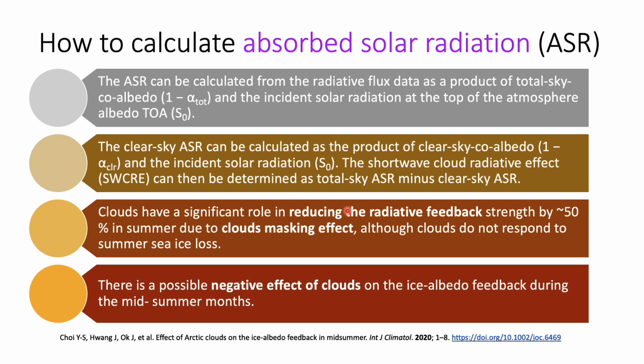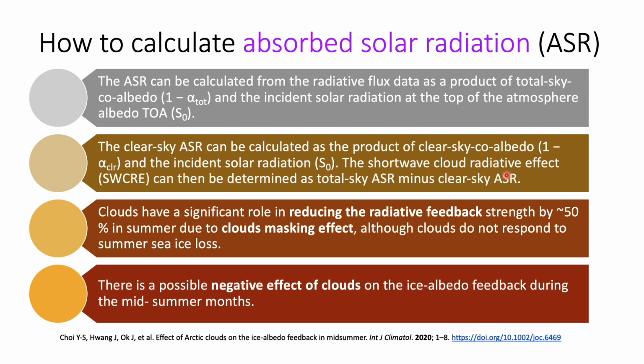So how do we calculate the absorbed solar radiation, the observed solar radiation? There is a calculation based on which we can find out how it happens. The ASR can be calculated from the radiative flux data as a product of the total sky co-albedo, that is 1 minus alpha total, and the incident solar radiation at the top of the atmosphere. So this is the major thing we have to know. The top of the atmosphere is the major place from where we are going to do the calculation. We are assuming that 100% of the sunlight comes through that. And then the clear sky ASR can be calculated as the product of the clear sky co-albedo and the incident solar radiation, if you know this number.